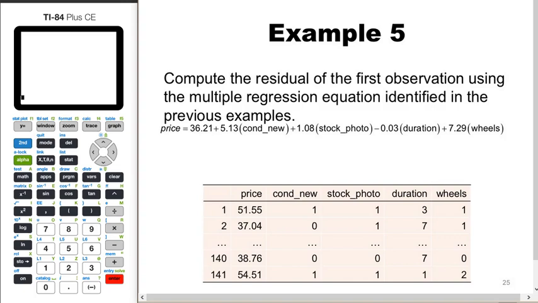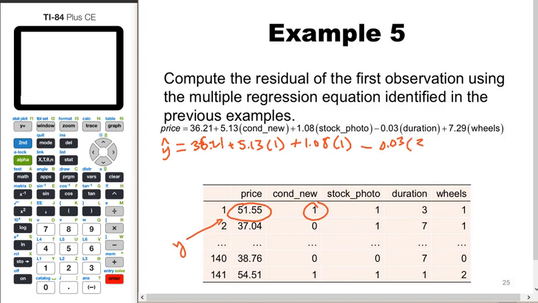All right. So let's compute the residual for the first observation. You can see I put the equation there. For the first observation, keep in mind that this number right here is y. What we're trying to find is, using the equation, y hat. And then the residual is y minus y hat. So let's write this out. It'll be 36.21 plus 5.13 times the condition, and the condition was a 1, plus 1.08 times 1, minus 0.03 times 3 days, and there was 1 wheel, so 7.29 times 1.